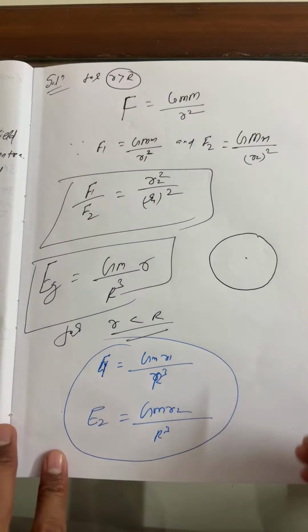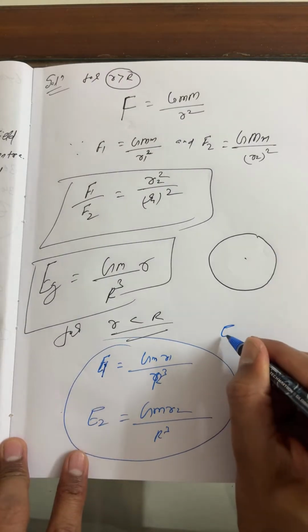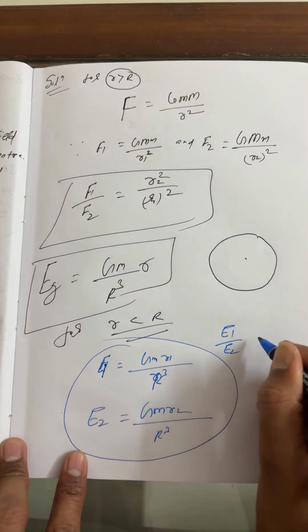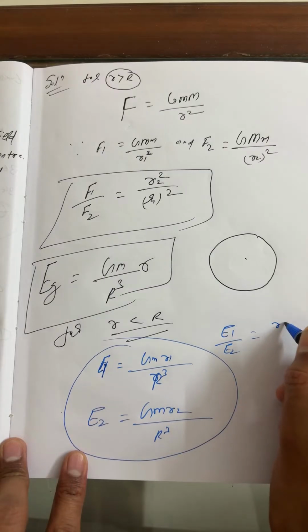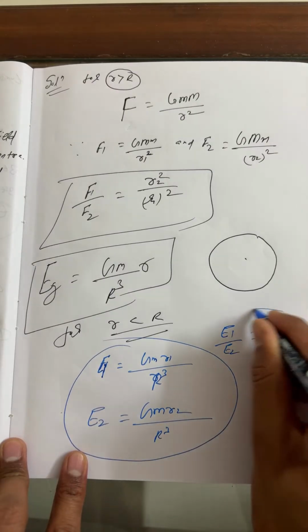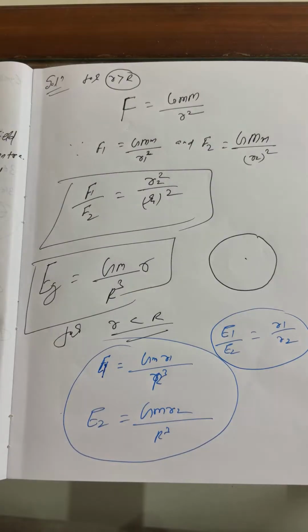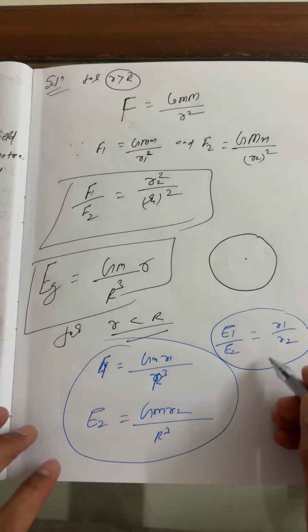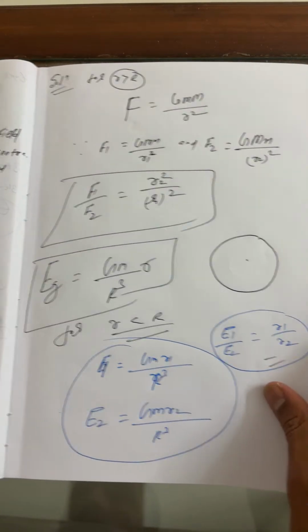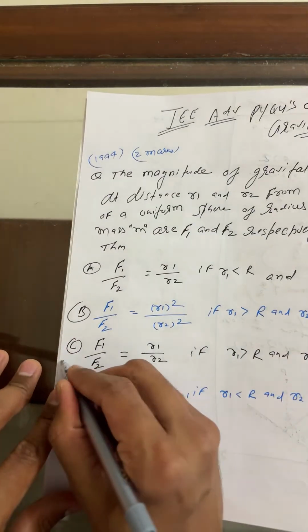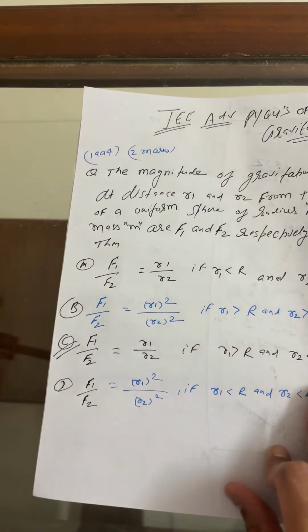Now, students, just take the beta ratio here, E1 upon E2. So this is nothing but R1 by R2. This is R1 by R2, so this is option C, students. Yes, you can see this option is correct here. Option number C is correct.